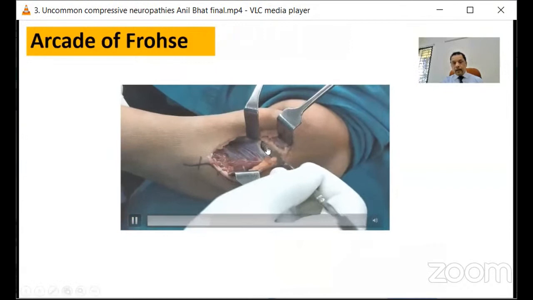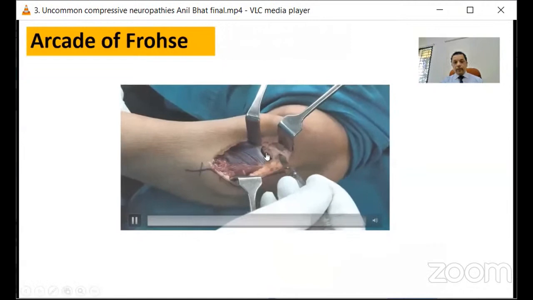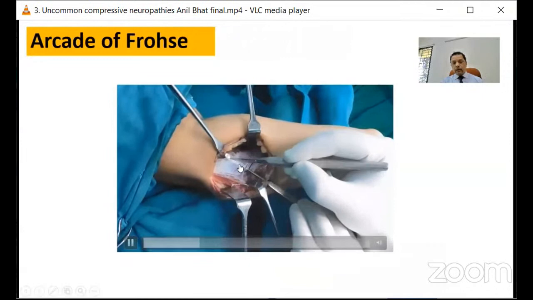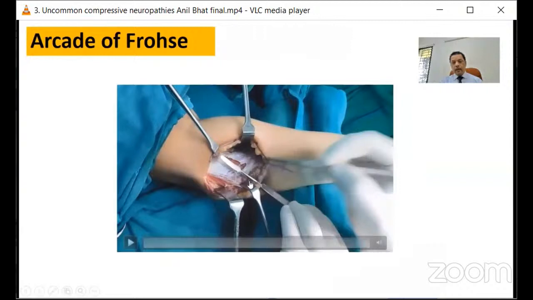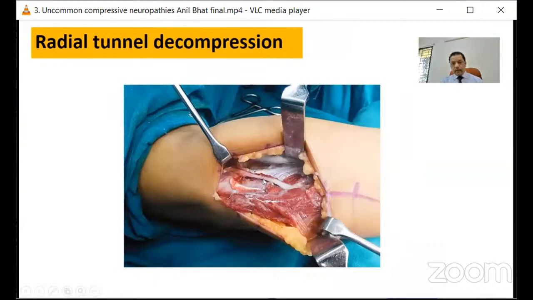If you see a lot of fat there, you know that's where the nerve is. So this is what we do. We release the whole thing here. And then, as I said, this is one of the patients who had a completely tendinous superficial belly. So that whole thing is released, and then you check for the compression here. If you see, the nerve is compressed at this point.